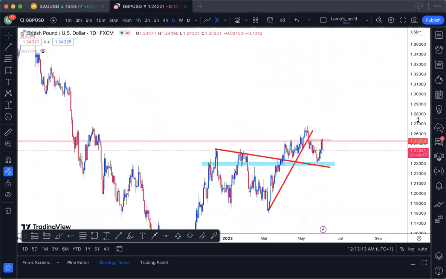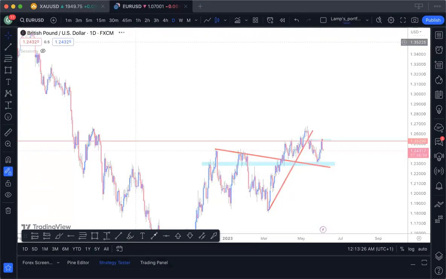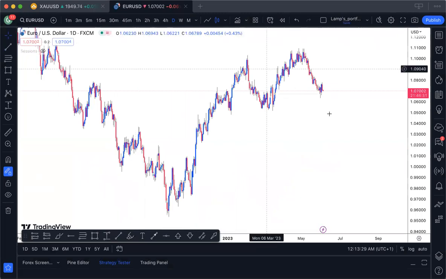Wow. Yeah. My retracement, I'm enjoying it. And you know, way too late, sir. Oh, it's forex, you know. There's always an opportunity. Let me see Euro USD.